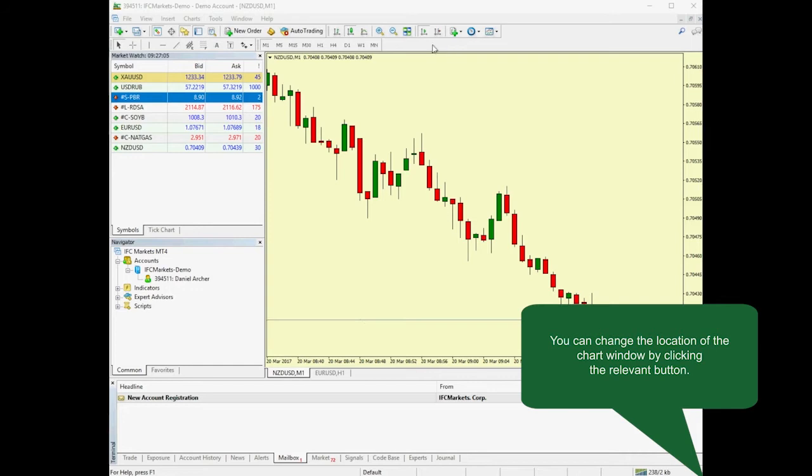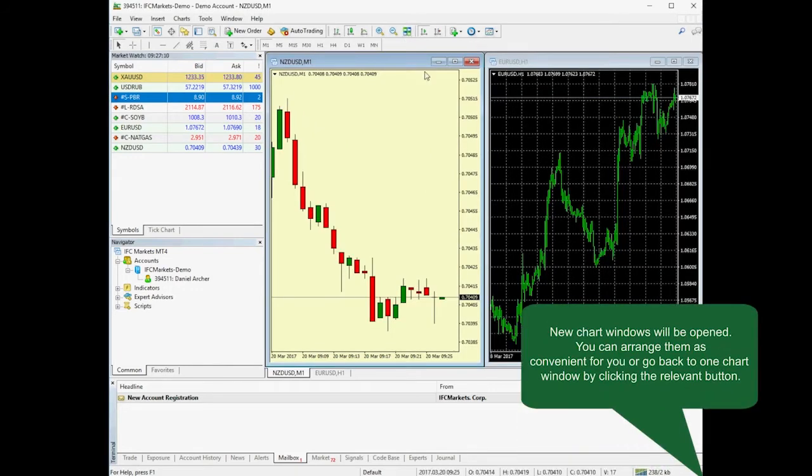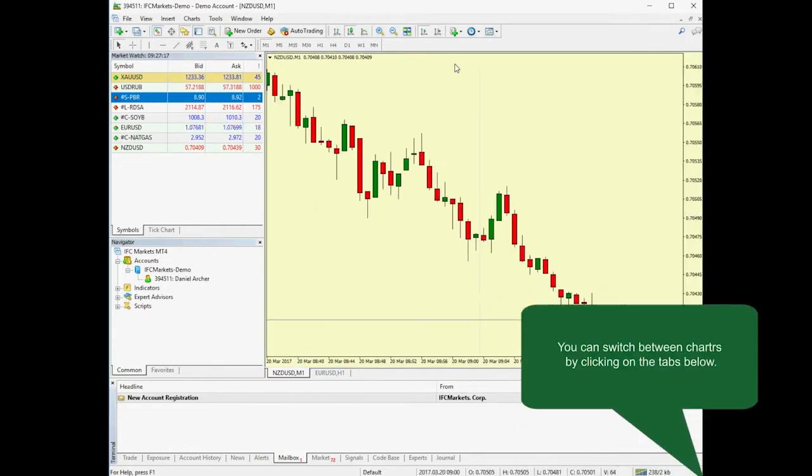You can change chart arranging by clicking this button. The charts will be arranged as non-overlapping tiles. You can maximize a chart window and you will have a single instrument chart. You can switch between charts by clicking the instrument name at the bottom of the chart window.